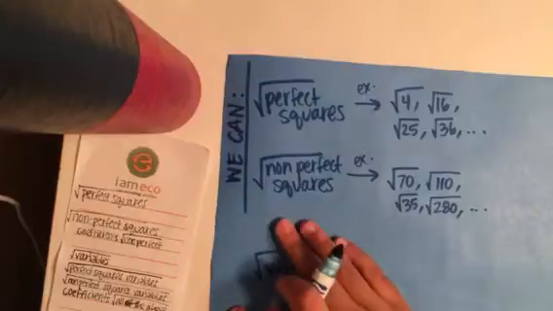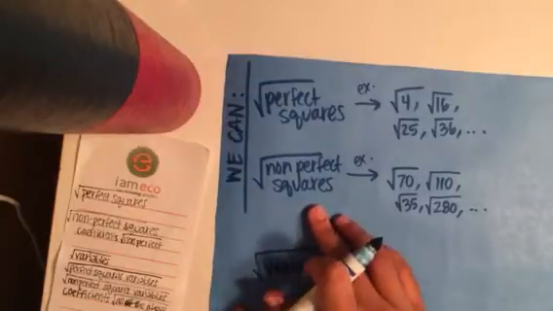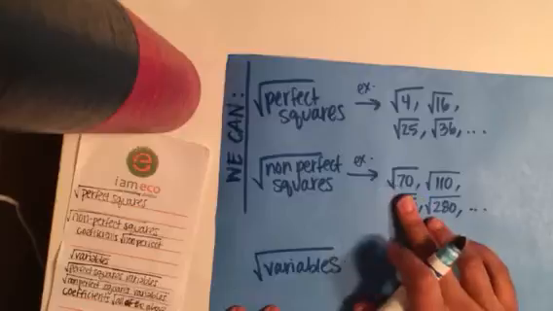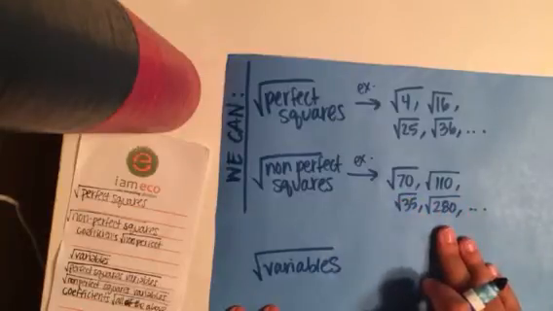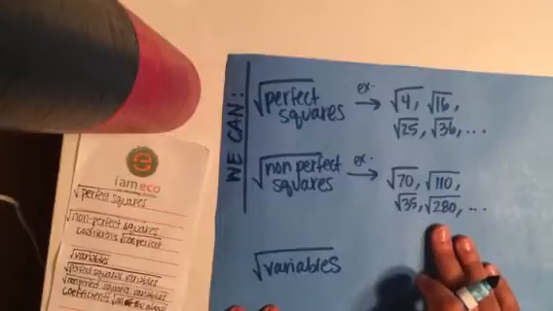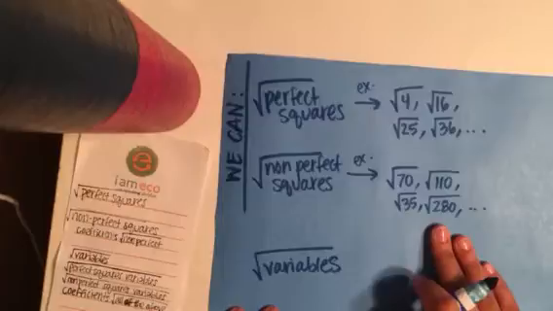Then we looked at examples of simplifying non-perfect squares under the radical, such as root 70, root 110, root 35, numbers like these that are not perfect squares. We can take the square root of them, and most of the time we can simplify them.